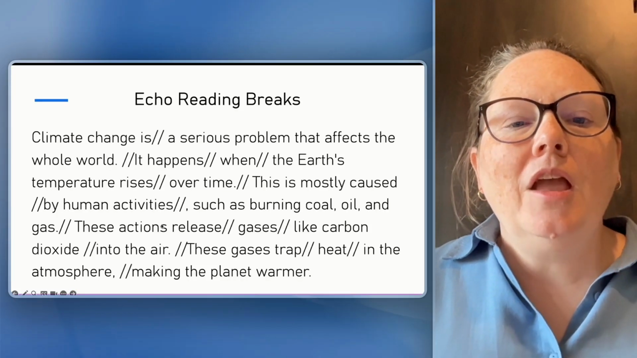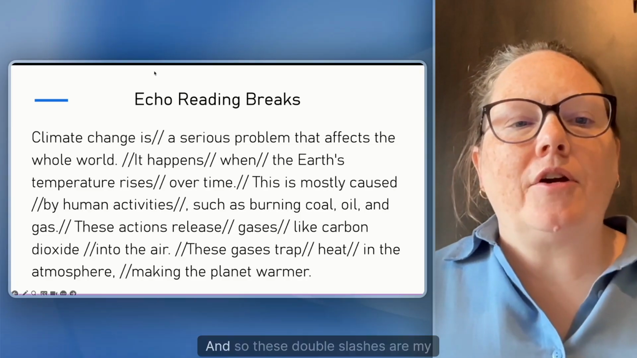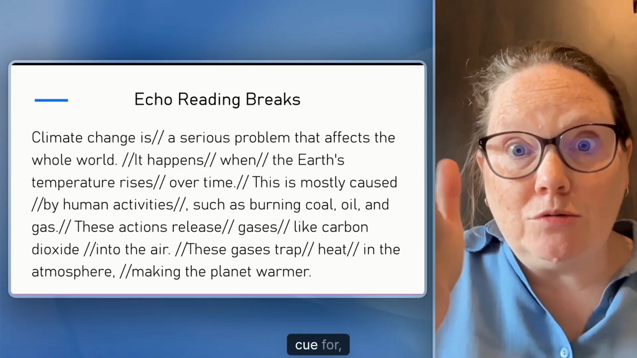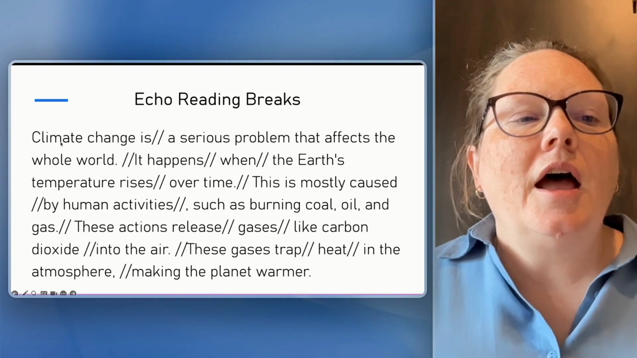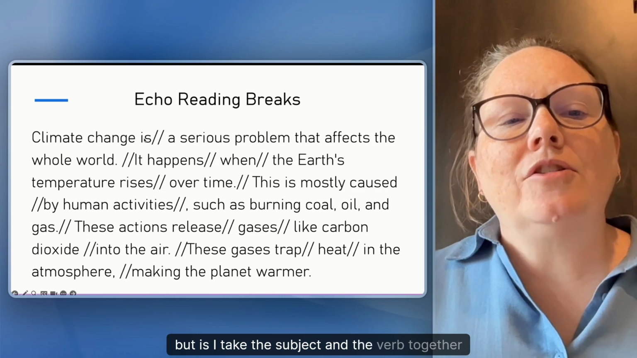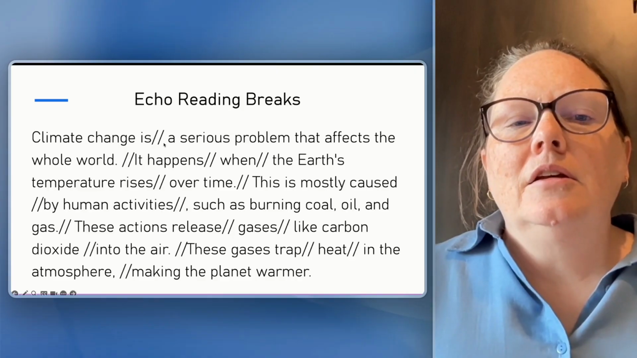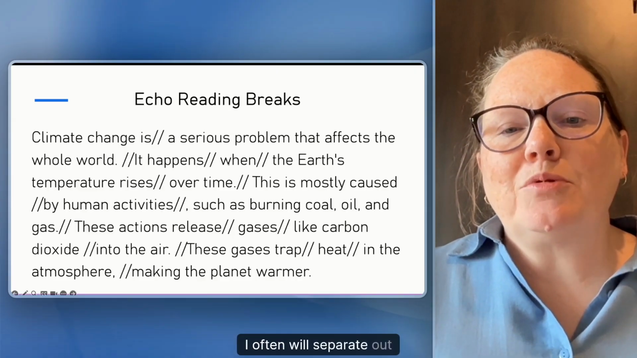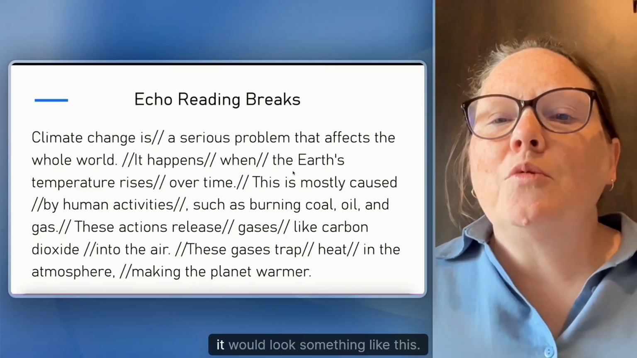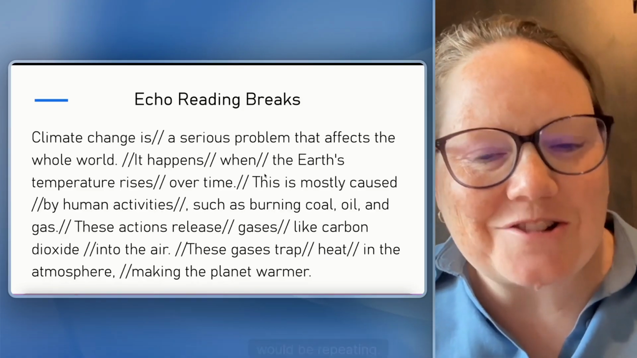Okay. So now what I've done is I've chunked some parts together. And so these double slashes are my visual cue for chunking things. What I normally do, not always, but is I take the subject and the verb together because they kind of go together. And then I often will separate out conjunctions. And so it would look something like this. When I pause, that's when you or your students would be repeating.